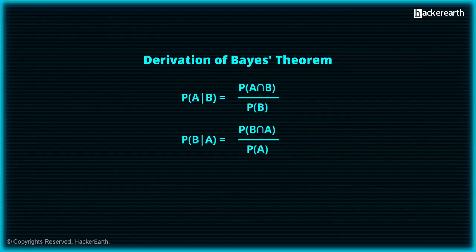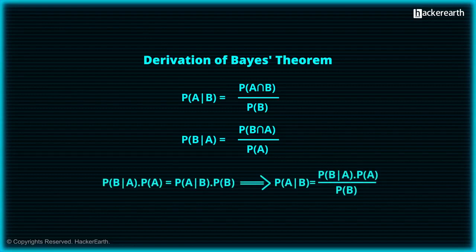Now, combining both the equations, we get P of B given A times P of A is equal to P of A given B times P of B. Shuffling the terms, we get P of A given B is equal to P of B given A times P of A divided by P of B, and hence Bayes' theorem.